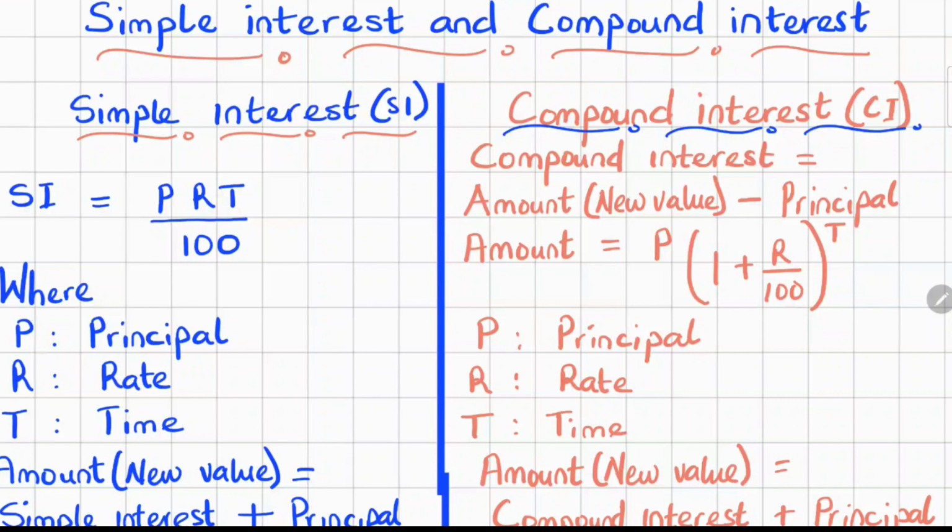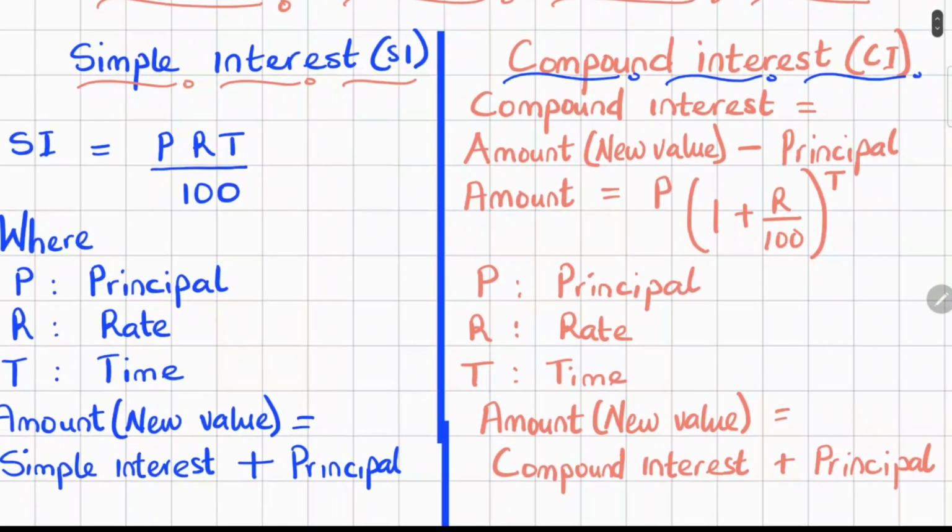Now, let's look at the first one, the simple interest. The formula for calculating your simple interest will be P times R times T over 100, where your P is your principal, your R the rate, and T for time. Now, the new amount you're going to have after applying simple interest will be you adding on the simple interest to the principal. On the other hand, when we talk about compound interest, it means that the interest compounds literally.